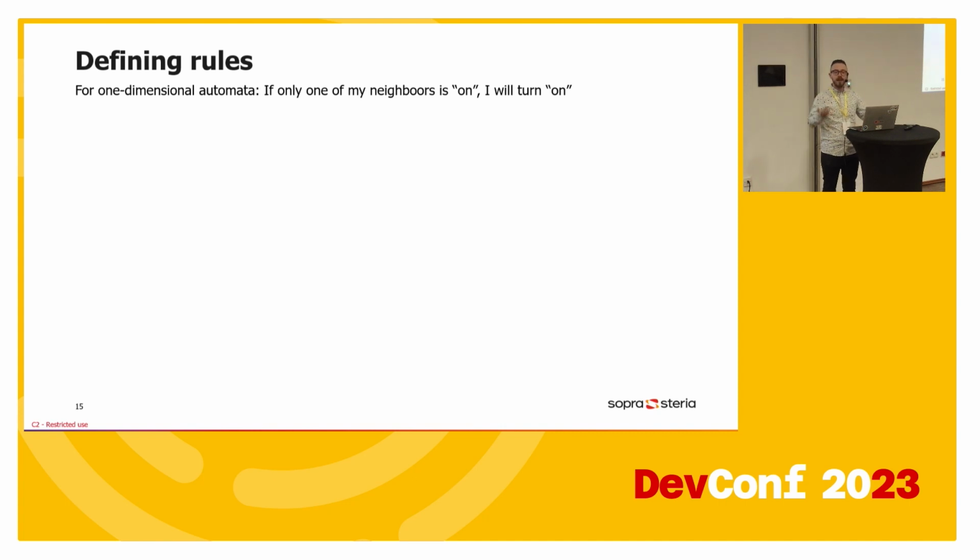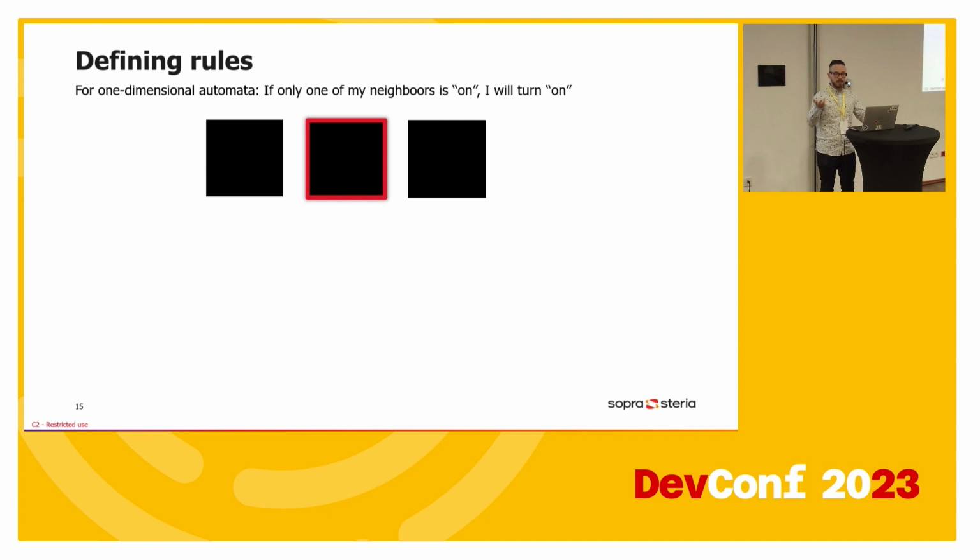But how can we define rules? Because we have a human description of the rule. I have some neighbors, they have some state. I will change my own state, me as a cell. But how does the computer understand them? So let's make it simple. Take into consideration only 3 cells: to the left, to the right, and this one which we are considering right now. So if we have our rule which says this time, if only one of my neighbors is on, I will turn on as well. In this case, both our neighbors have the same state, not only one of them, so I will turn on in this case.